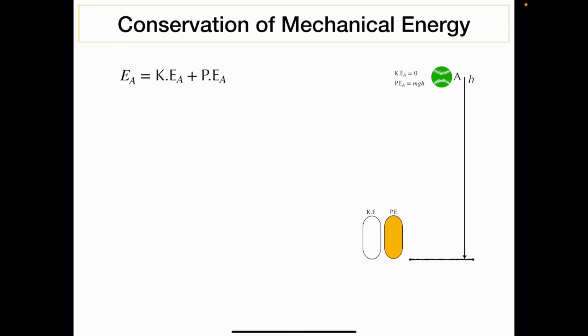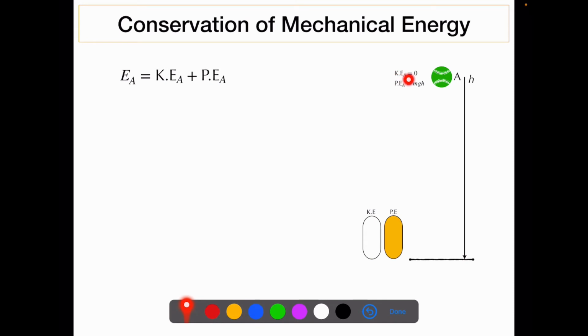Now let us see this example. This object, this ball, is at position A at a height h from the ground level. At this height, the kinetic energy is 0 because it is not moving. When an object is in a stationary position, the kinetic energy is 0. And at this height h, its potential energy at position A is mgh. m is mass, g is gravitational acceleration, and h is the height. And at this stage, this is the maximum potential energy and 0 kinetic energy.